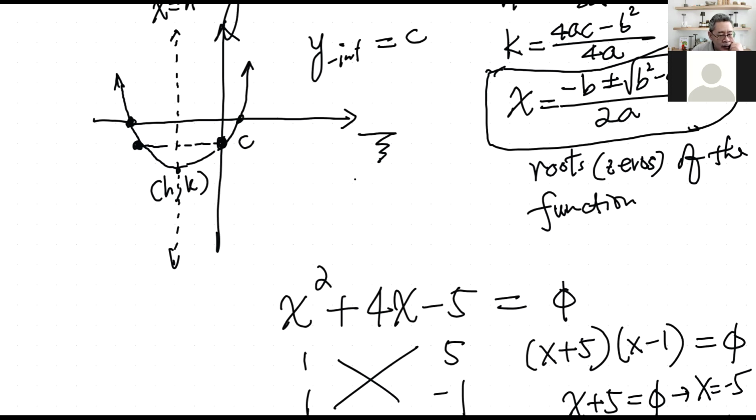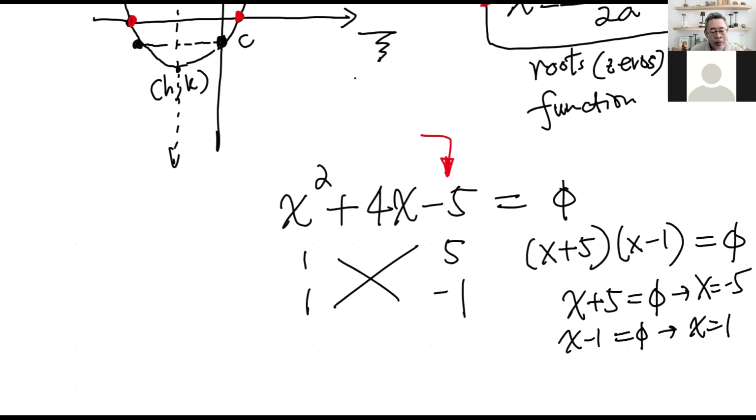One is using the quadratic equation formula. Another is using factoring. Sometimes factoring will save time, and it's pretty easy to do. And sometimes you just cannot factor. So the quadratic formula is the one that always works.